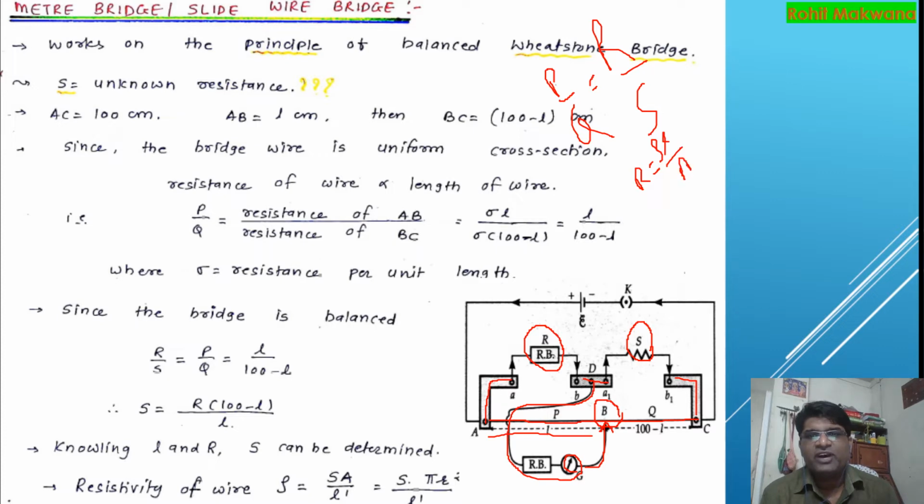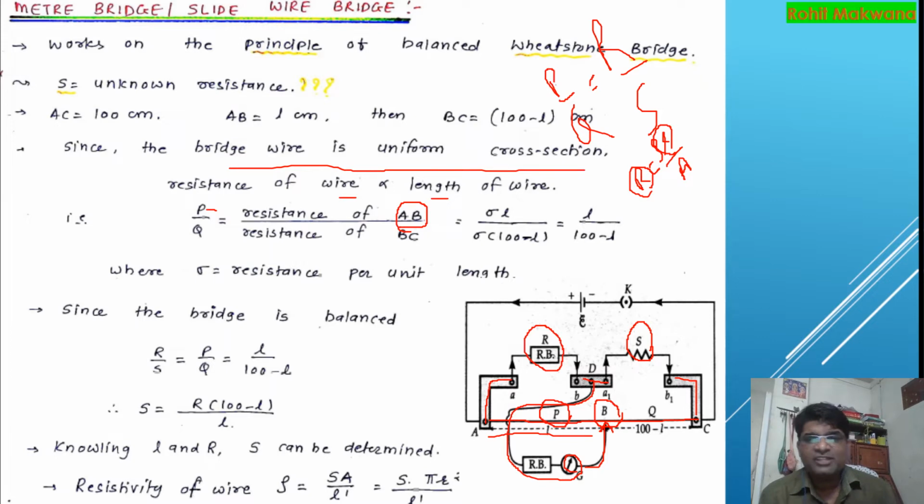Now the area of the wire is constant, and the resistivity, the material's characteristic, is also constant. So resistance is directly proportional to length. Since the bridge wire is of uniform cross section, resistance is directly proportional to the length of the wire. Let's say you get a balancing length at B. Then AB is your first balancing length and you call it L. That is your P, the resistance of wire AB, and the balancing length you have got is L.